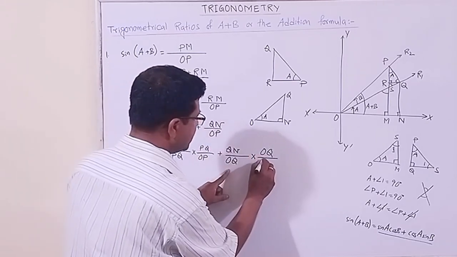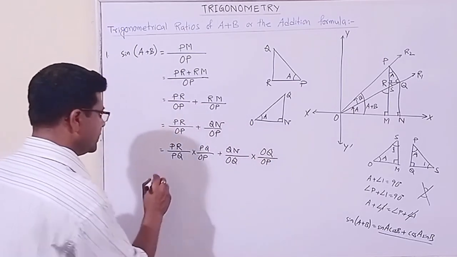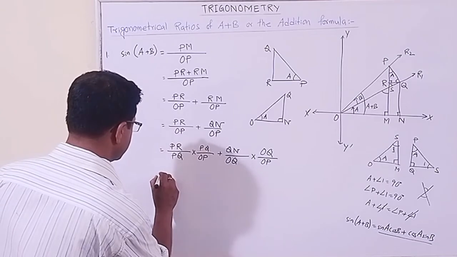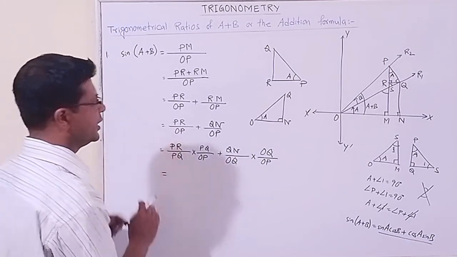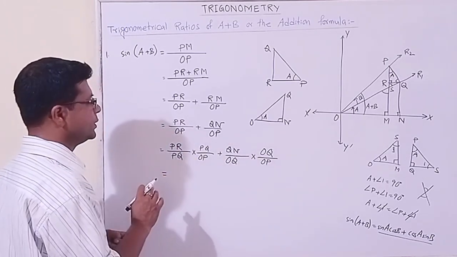Then OP is left on the right. Done. The main part we have done. This is the proof only. This thing you have to learn. Now let us write the ratios.